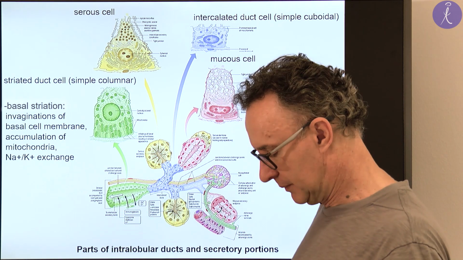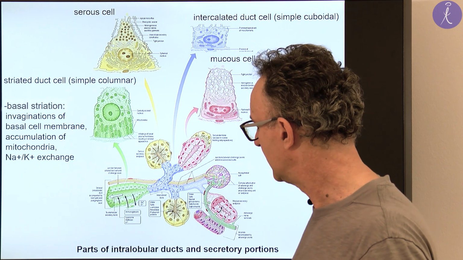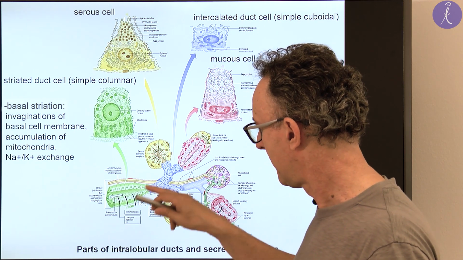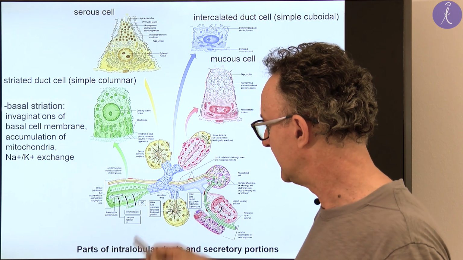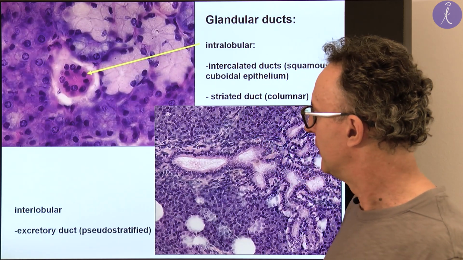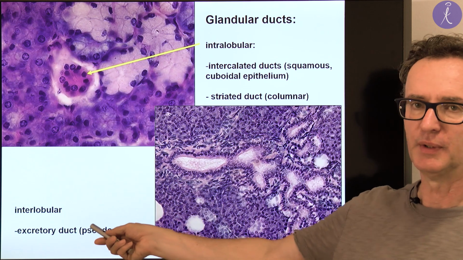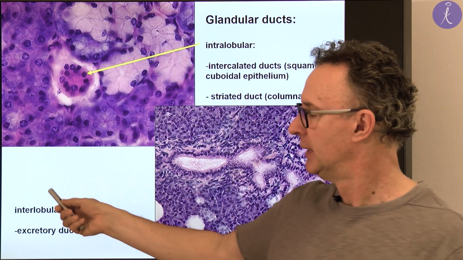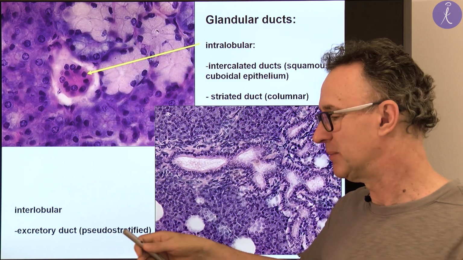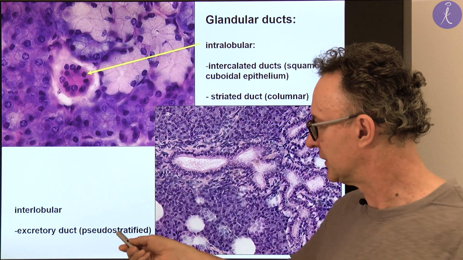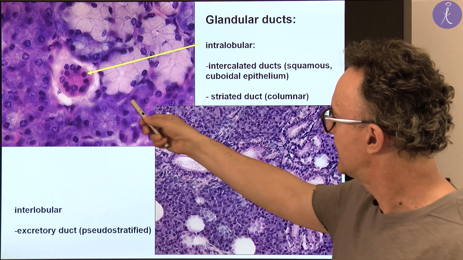So these two types of ducts are found within the lobule, and that's why these are called intralobular ducts. But we have a big one, the so-called excretory duct, which is found outside the lobule, and this may have even a pseudostratified epithelial lining.